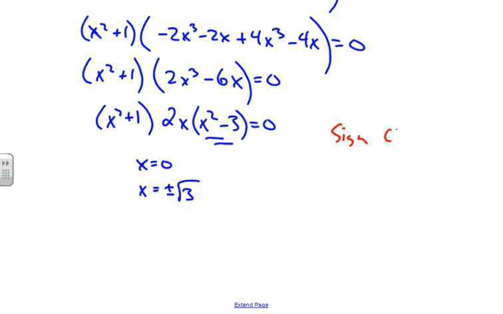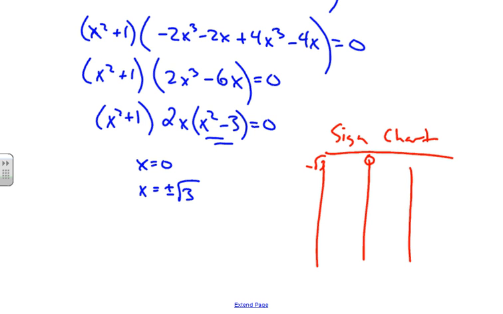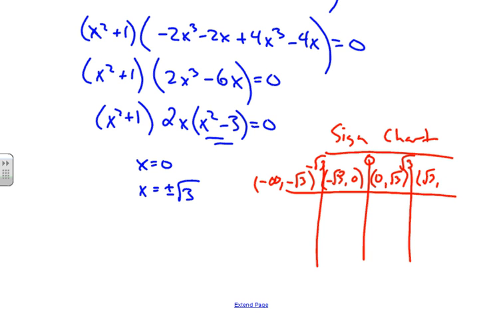Sign chart. All right, so from here, we're going to lay out all of our values. We got 0. I'm going to go on the left side, negative square root of 3, then we got the other side, it's going to be square root of 3. Right on my intervals, I got negative infinity to negative square root of 3, negative square root of 3 to 0. That's a 3, by the way. All right, and we got 0 to the square root of 3, and then square root of 3 to infinity.